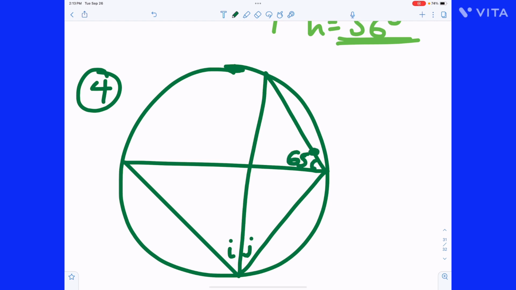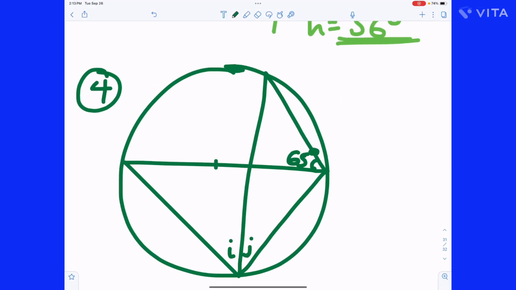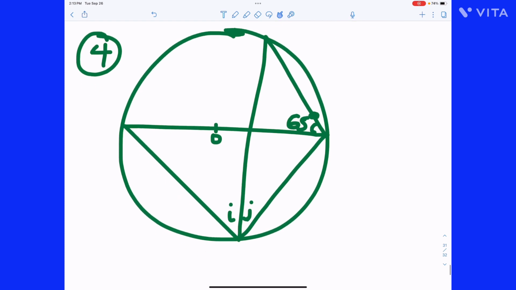IJ65. All right. So the center of the circle is marked here. We have to find I and J. This is a very simple question. Let's just go straight to it.